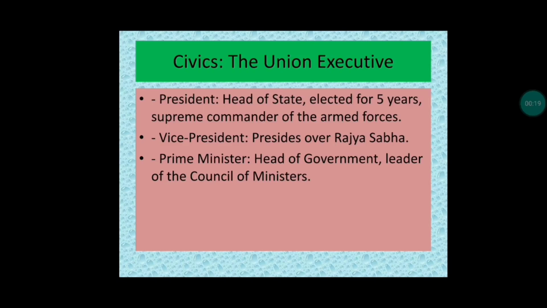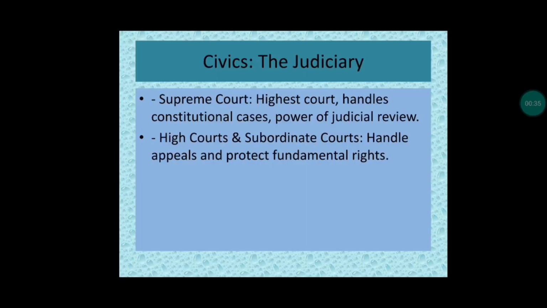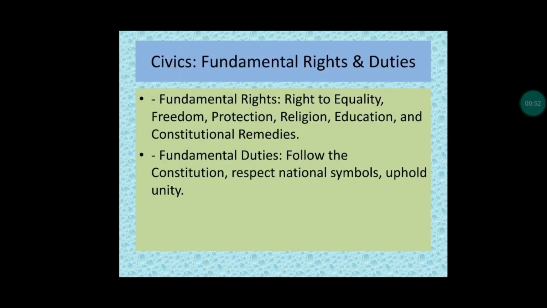The Union Executive. President: Head of State, elected for 5 years, Supreme Commander of the Armed Forces. Then Vice President presides over Rajya Sabha. Then Prime Minister, Head of the Government, Leader of the Council of Ministers. The Judiciary: Supreme Court, the highest court, handles constitutional cases, has power of judicial review. High courts and subordinate courts handle appeals and protect fundamental rights.